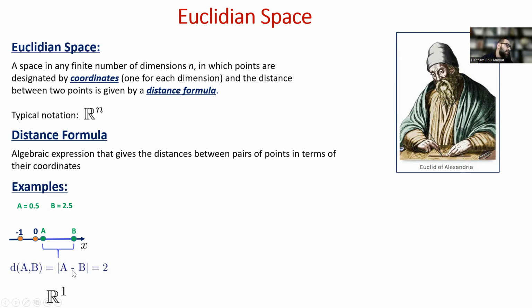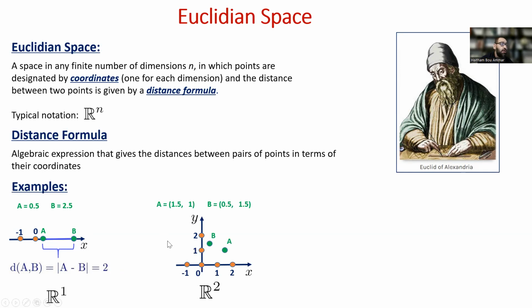So in this example, let's say you get 0.5 minus 2.5, so you get minus 2, and the absolute value of minus 2 is 2. So now the distance between these 2 points A and B is actually 2. You can do the same in 2 dimensions.